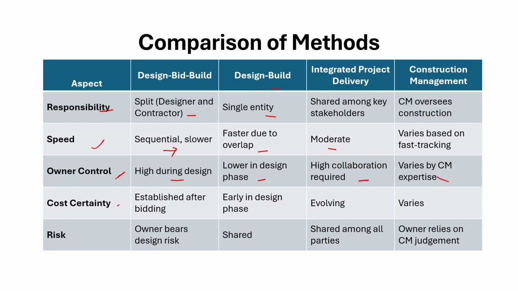If you look at the cost certainty, in the design-bid-build method, cost certainty is established only after bidding. In the design-build method, the cost certainty is early in the design phase. In IPD, it evolves as the project moves on, with collaboration among all the stakeholders, and it also varies in the CM process. If we look at the risk, in design-bid-build, the owner bears the design risk. In design-build, it is shared. In IPD, it is shared among all parties, and in CM, the owner relies on the CM's judgment.